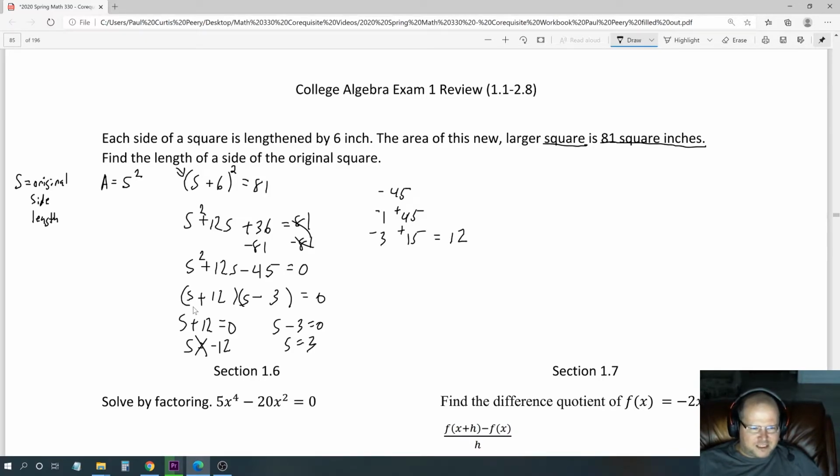But it does work. If you put it in the algebraic equation and you solve it, you do get the correct answer. And we can even verify this. We say the area of 3 plus 6 squared, and we say the area of 9 squared, and the area is equal to 81. Excellent. So 3 is in fact the correct answer. All right, the side of the original square is equal to 3.